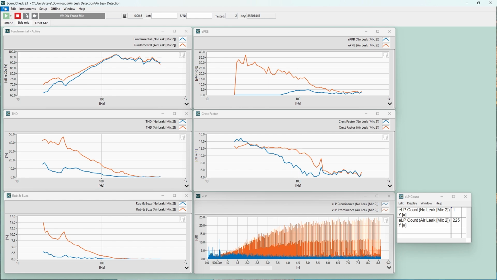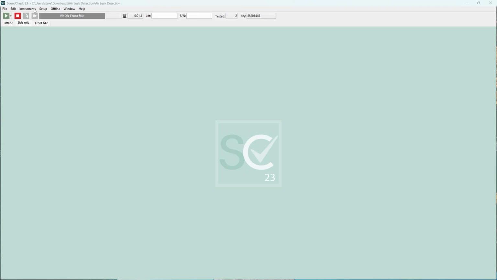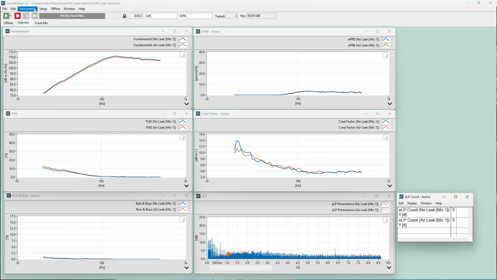These measurements were made with a microphone pointing at the side of the enclosure, the actual location of the air leak. If we next analyze the results of the same sweep captured by an on-axis microphone, we'll see there's a much smaller delta between the leak and no leak data. Configuring pass-fail limits for any of these metrics is much easier using the side mic data, so you can see that the microphone location is critical for leak detection.